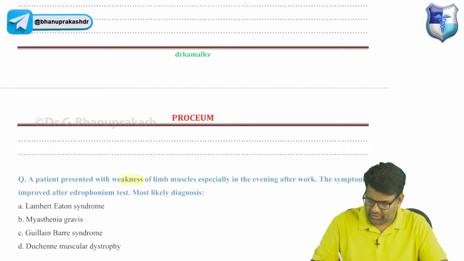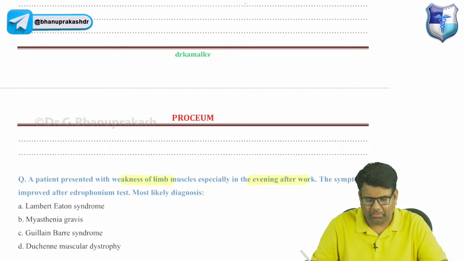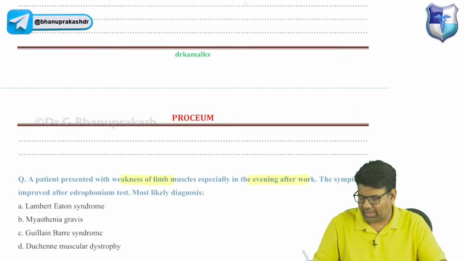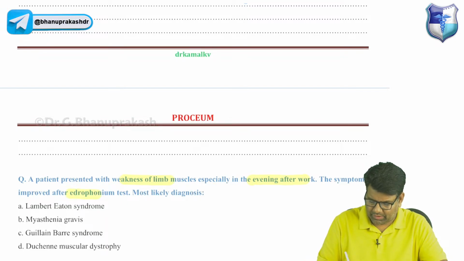So there is weakness of limbs, and this is worse in the evening. Yes, Bhavana. So weakness of the limbs, which is worse in the evening time, and this improves with edrophonium test. It goes more in favor of myasthenia gravis.